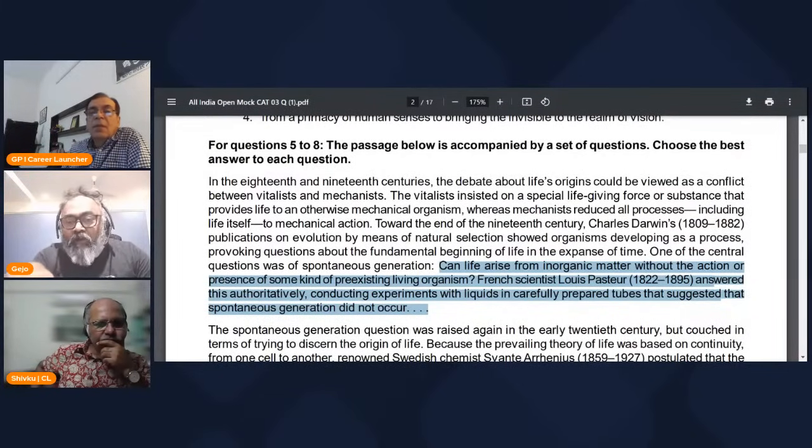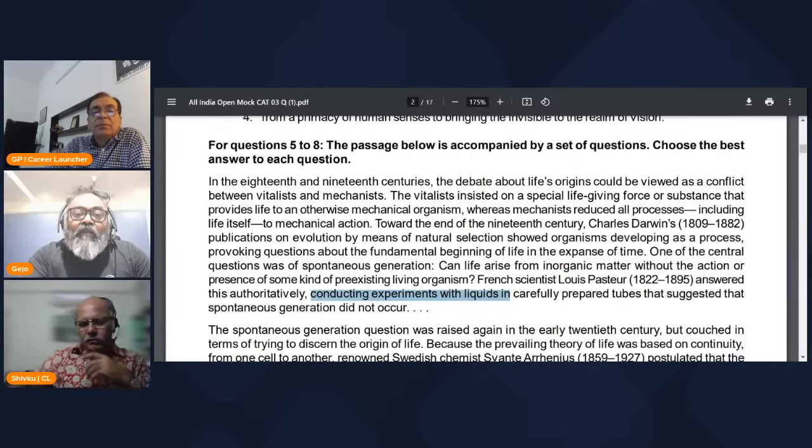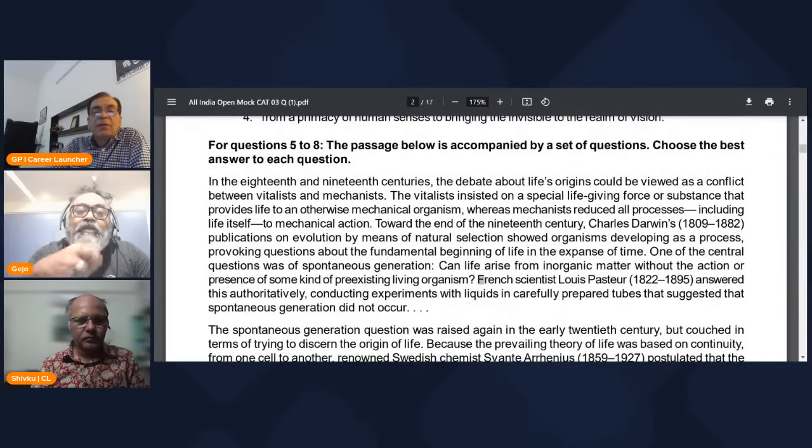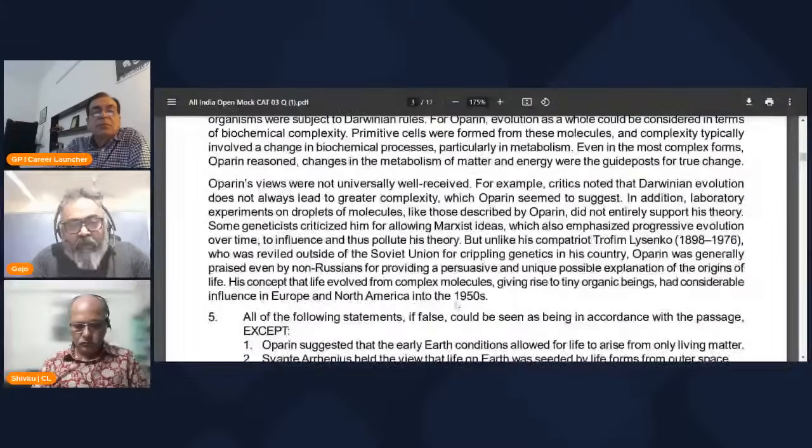And then Louis Pasteur answered it authoritatively. He conducted experiments with liquids in carefully prepared tubes that suggested spontaneous generation did not occur. So according to Louis Pasteur, it's clear that spontaneous generation did not occur, which means a pre-existing life form is necessary.